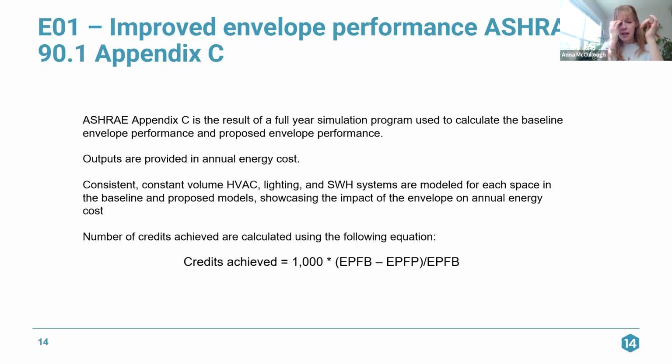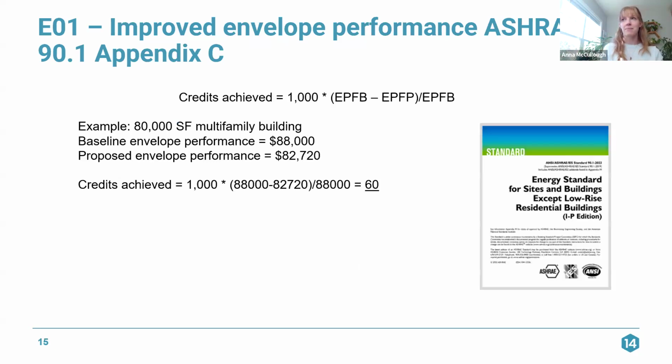You don't get any savings for additional reduced lighting power density, for example, or if you install a ground source heat pump system, right? You're not getting credit for the HVAC system upgrades that you're providing. It's all specified within this ASHRAE 90.1 Appendix C. The number of credits that are achieved are calculated via this equation, and we will go through what that is.